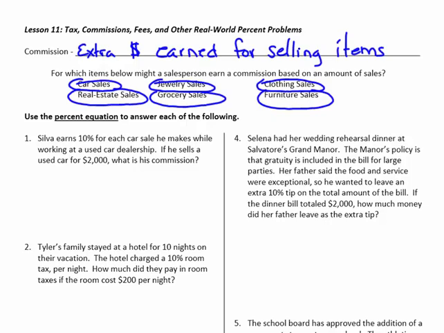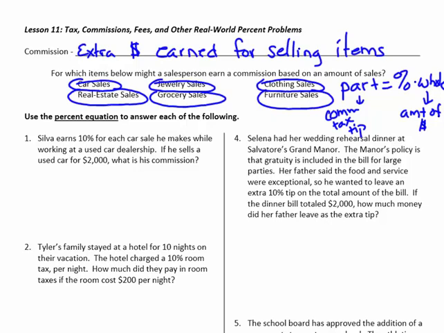So just as a reminder, our percent equation is part equals percent times whole. Your part is your amount of commission or tax or tip or fee, whatever it is, and your whole is your amount of money. I'm going to say the original, or the amount sold. So this is the amount of money. All right, so let's see how this works.